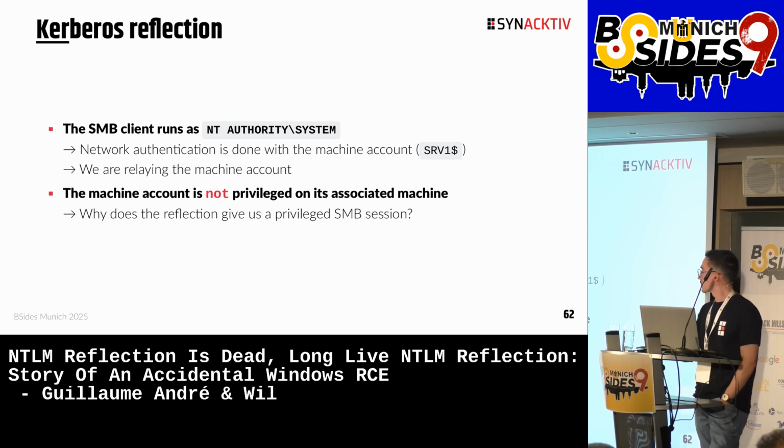Two things to note. The SMB client runs as NT AUTHORITY\SYSTEM, as I said. So every network authentication will be done as the machine account, SRV1$. So we are actually relaying the machine account. If you know a bit about machine accounts in Active Directory domains, you'll notice that something is weird. The machine account is not privileged on its associated machine. So that's a bit weird that we actually received a privileged SMB session.